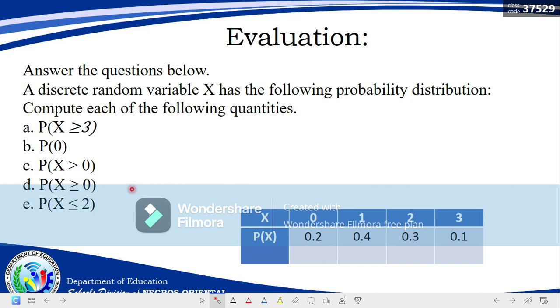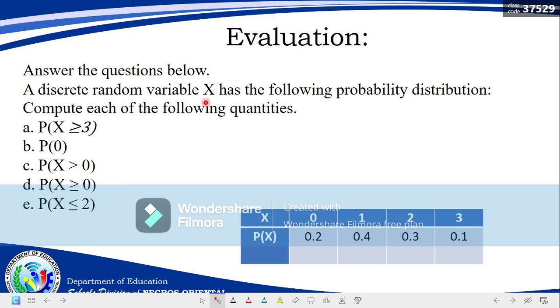Okay, now let's proceed to the evaluation. You're going to answer this one. By the way, for generalization and evaluation, that is where you're going to write your answers on your activity notebook, as well as the assignment if you have. So answer the questions below.